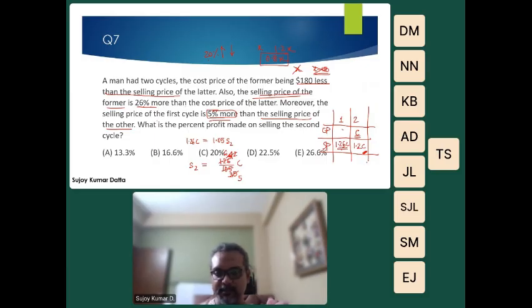So now what's the question? They're asking you the percentage profit on the second cycle, second item, this one. So we don't even need to get this, right? We already know that C has become 1.2 C, which means there is a 20% profit. So you just mark the answer C. Got it, everyone?